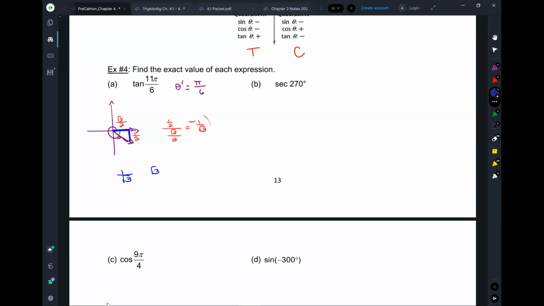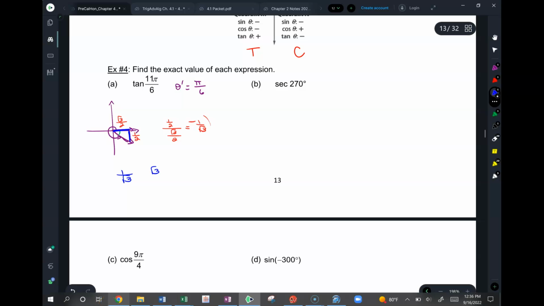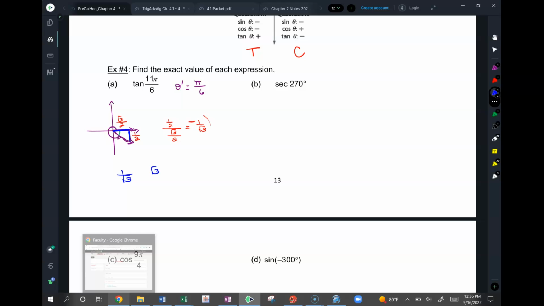Is tangent sine over cosine or cosine over sine? You tell me. Sine over cosine. Okay? All right. Okay, last one, and then I got to move on. Sorry, will you remind me, is sine x or y? Y. Okay? All right.